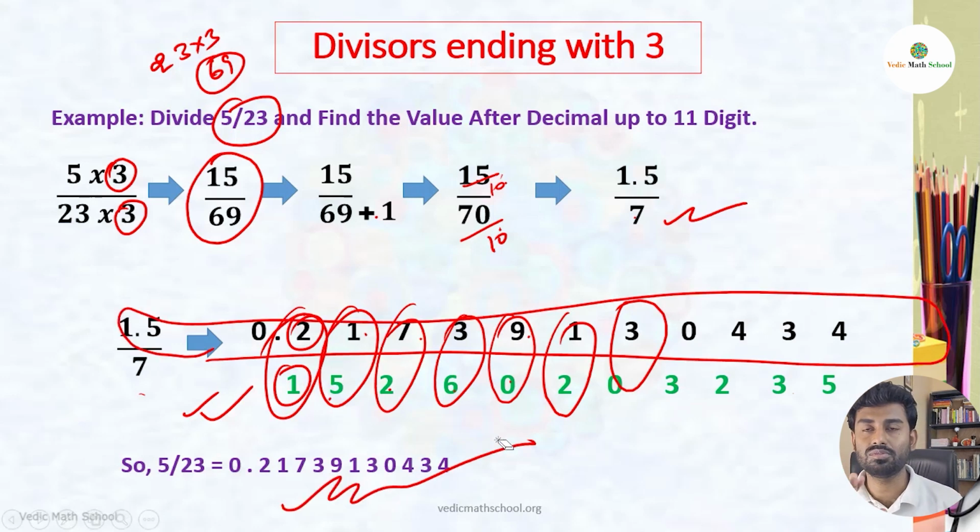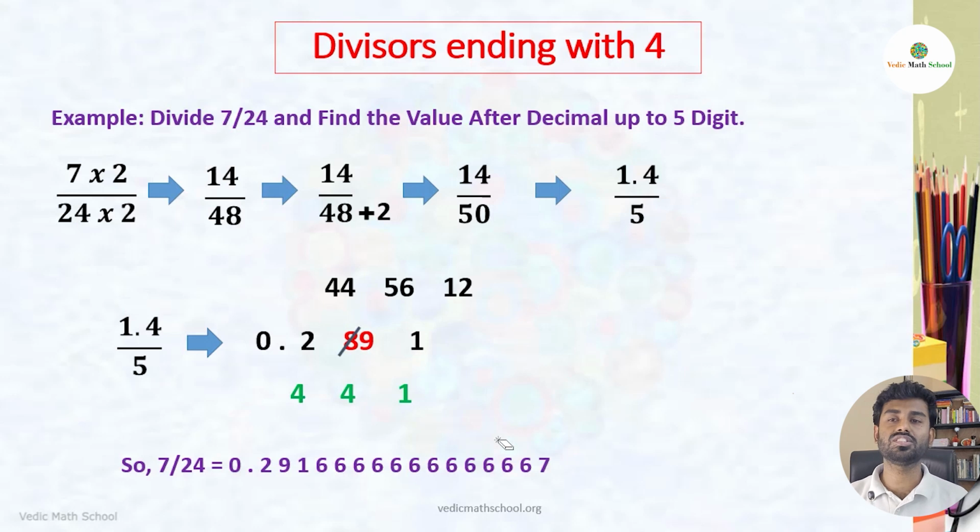So just simply convert 3 into 9. 3 into 3: convert numerator and denominator, multiply with 3. You will get the answer. What if the case of 4? Simple. Convert this number by multiplying with 2 and you will get a number ending with 8.